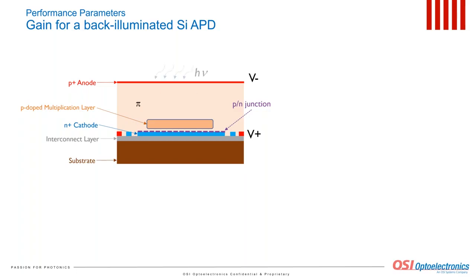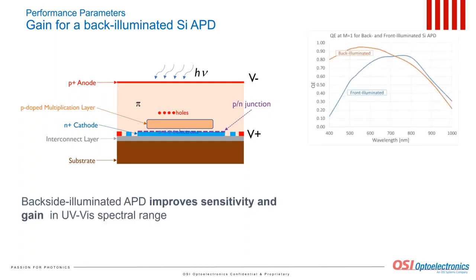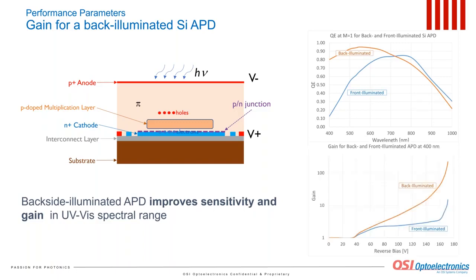Under illumination, the UV light is fully absorbed close to the top surface, and non-equilibrium carriers start drifting towards respective electrodes. Electrons, when reaching the multiplication layer, have enough energy to start the impact ionization, creating the avalanche. The quantum efficiency in this short wavelength spectral range is greatly improved now for the back-illuminated structure, and the gain for the short wavelength range becomes much higher, reaching the values characteristic for the front illuminated structure in the long wavelength spectral range.